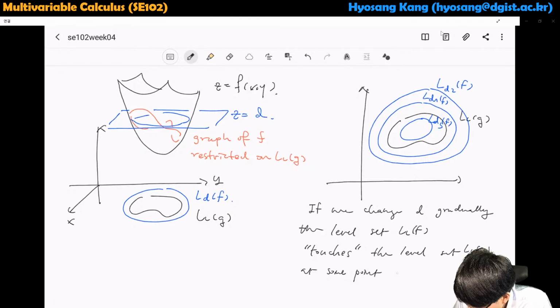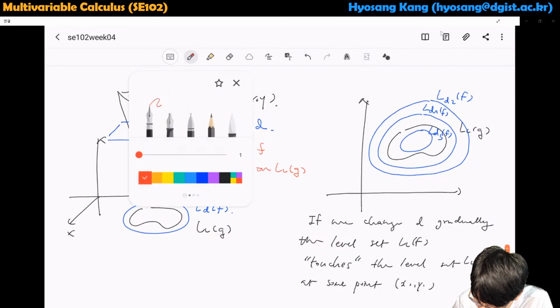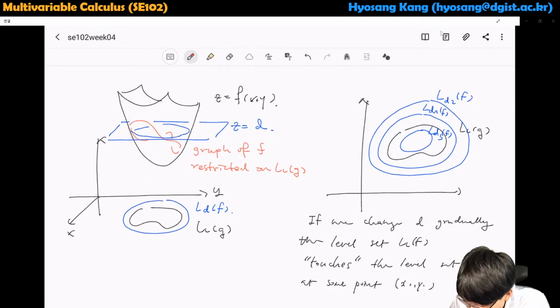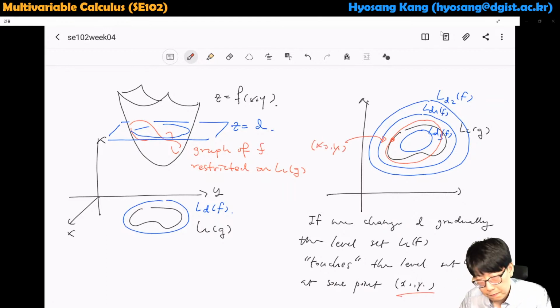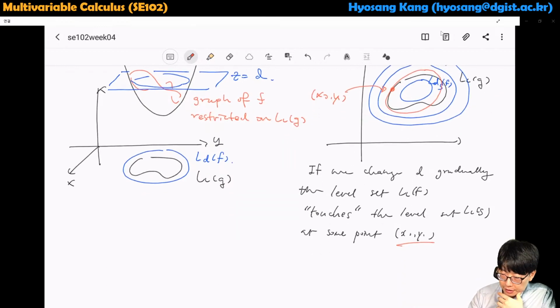let's say x0, y0, which means that I can take a nice level set with a suitable level D, such that my level set touches a level set of G at some point. This is x0, y0. Okay. So then what happens? What does it say?